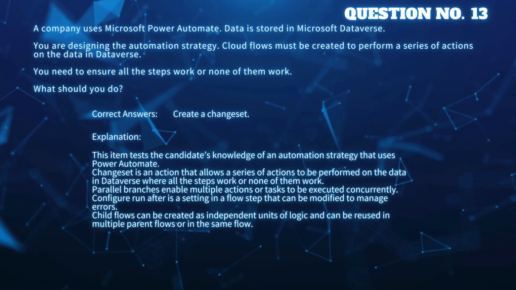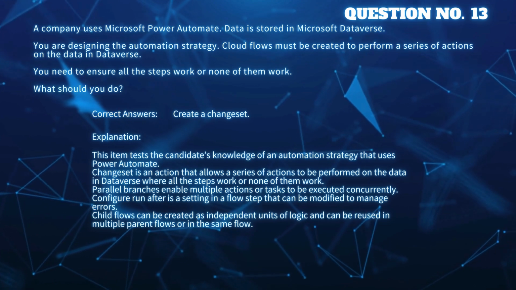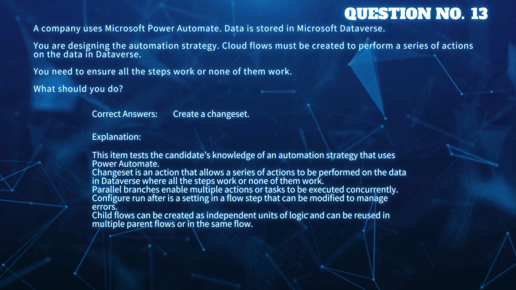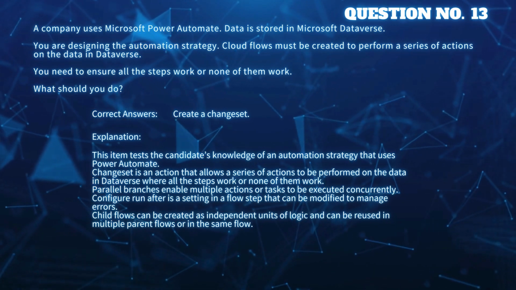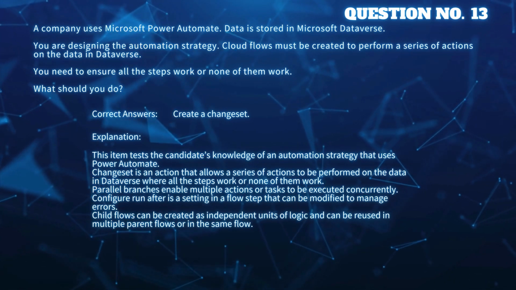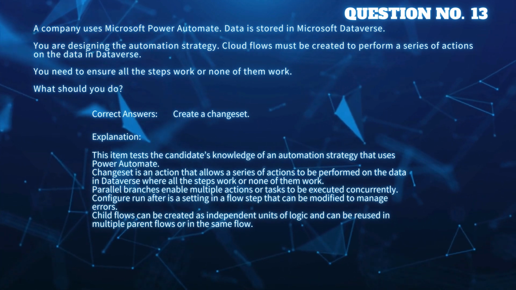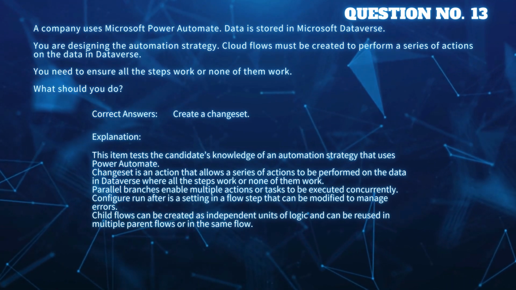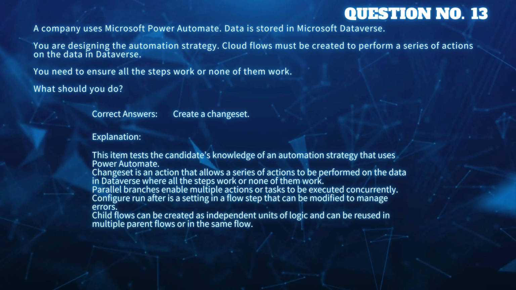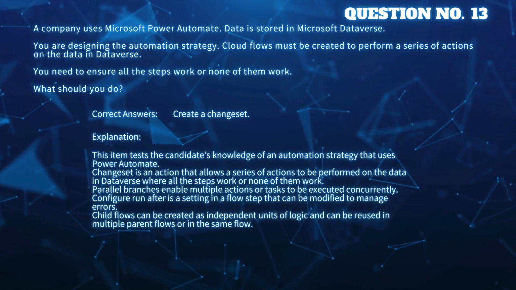Explanation: this item tests the candidate's knowledge of an automation strategy that uses Power Automate. Change set is an action that allows a series of actions to be performed on the data in Dataverse where all the steps work or none of them work. Parallel branches enable multiple actions or tasks to be executed concurrently. Configure run after is a setting in a flow step that can be modified to manage errors. Child flows can be created as independent units of logic and can be reused in multiple parent flows or in the same flow.